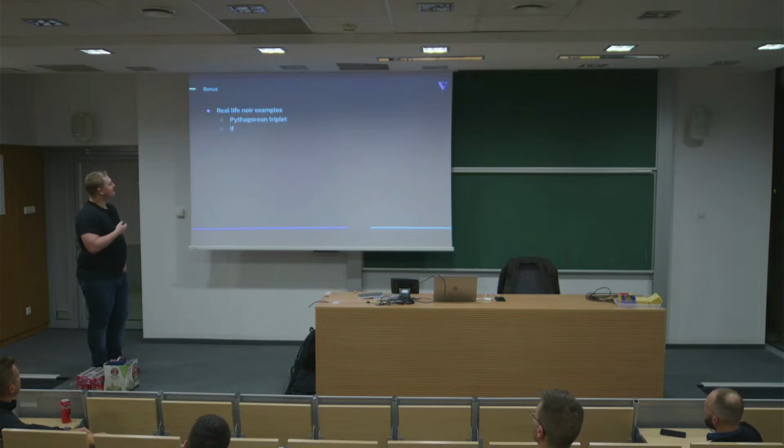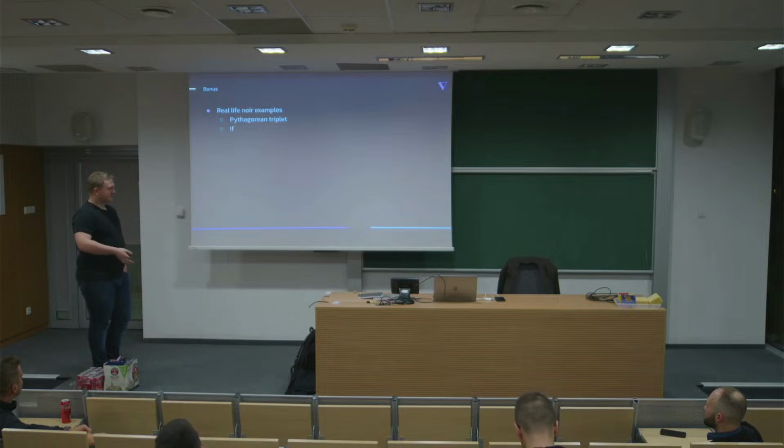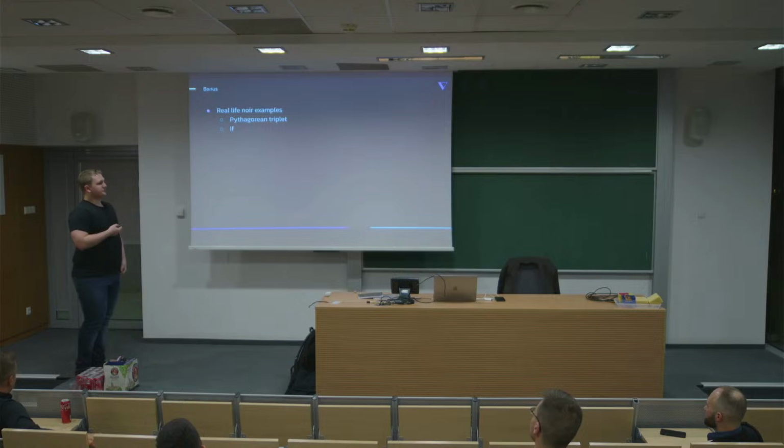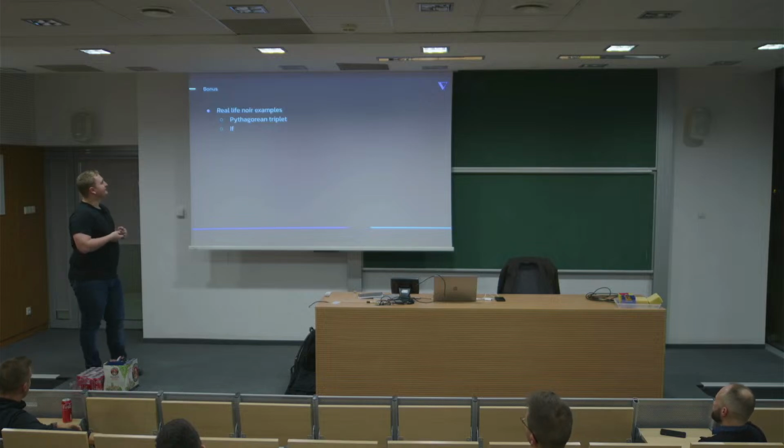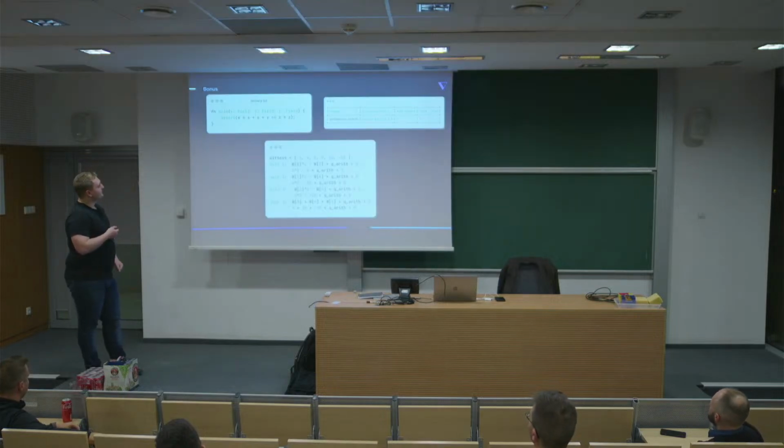So we'll show two real-life examples of what code Noir provides and what circuits it compiles to. The first example is the Pythagorean triplet, where we'll check that a squared plus b squared equals c squared. The second example is a simple if. So let's go to the Pythagorean triplet. That's the code in Noir. Don't look at this title, I didn't change it.